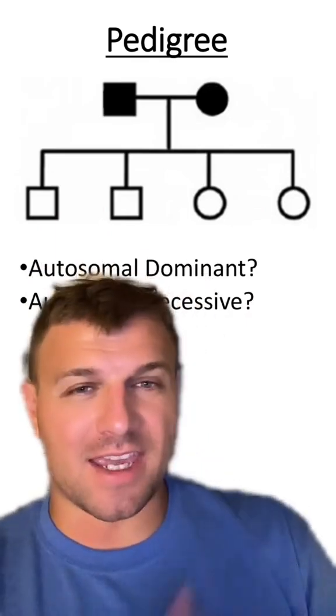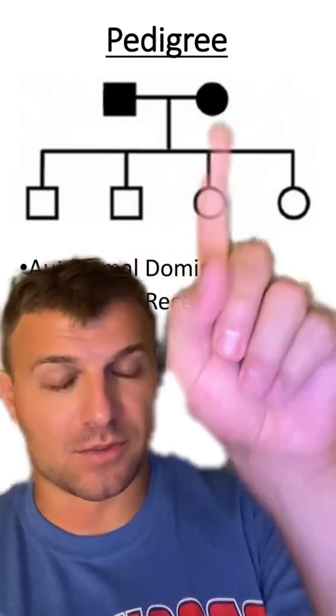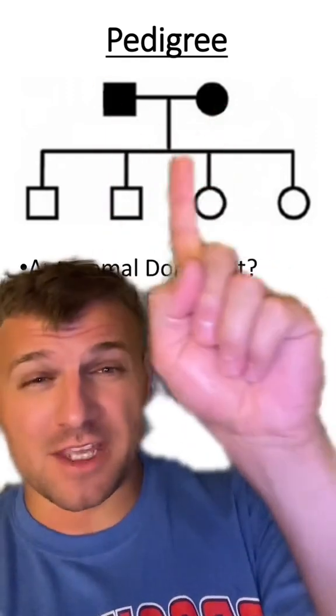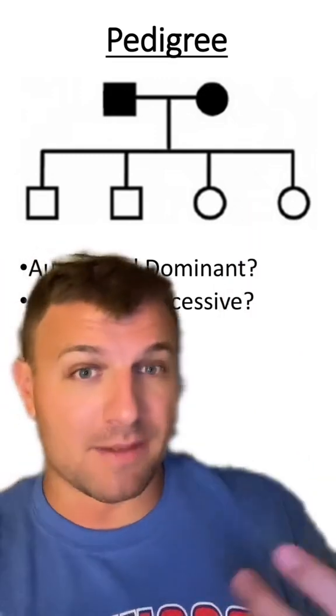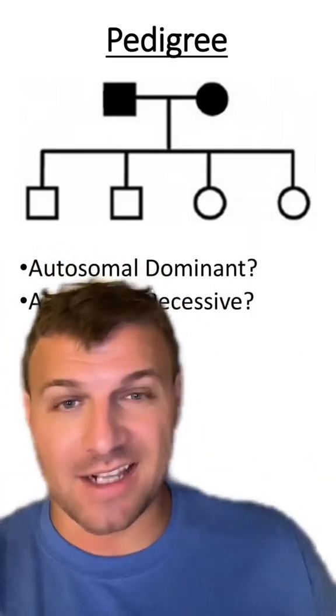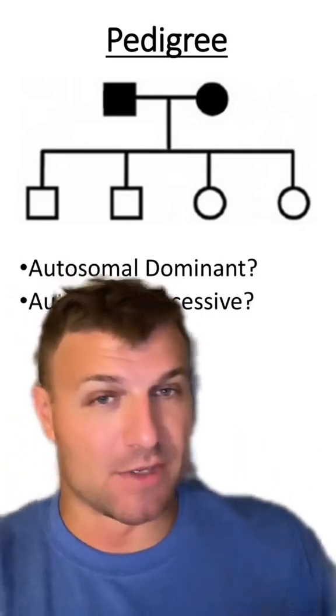Now, is there a case where all of these offspring don't have the trait but the parents do? The answer is yes. If both of these parents are heterozygous big A, little a, then all of these offspring can be little a, little a. Now, is it likely? No, but it still can happen. So this can show an autosomal dominant inheritance.